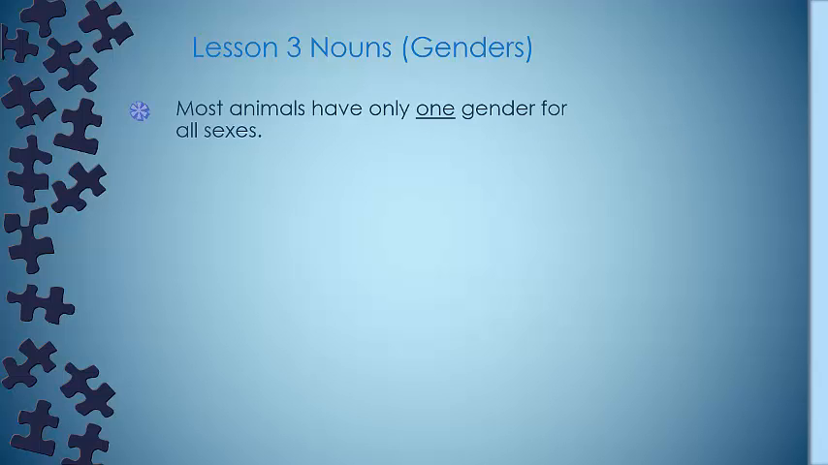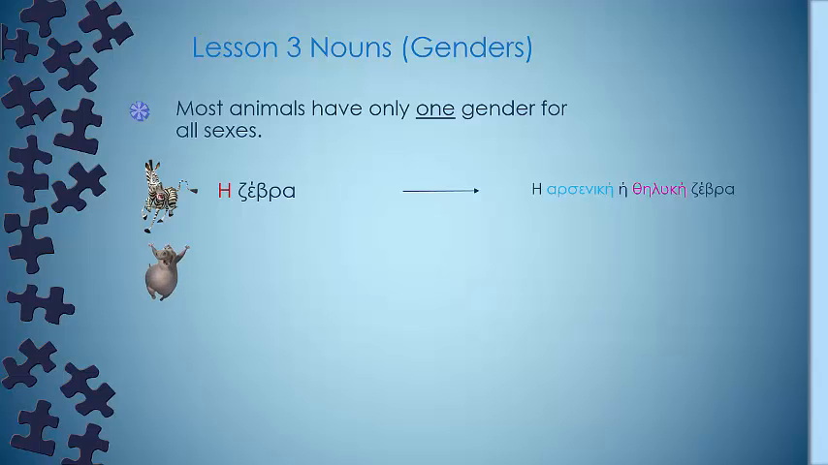Moving on, most animals have only one gender for all sexes, and I do not mean that all animals have the same gender. I mean that zebras in general grammatically are female. Η ζέβρα. If I want to say the male or the female zebra, I want to know if it is male or female, I'm going to say η αρσενική ή η θηλυκή ζέβρα. I have to indicate that with different words.